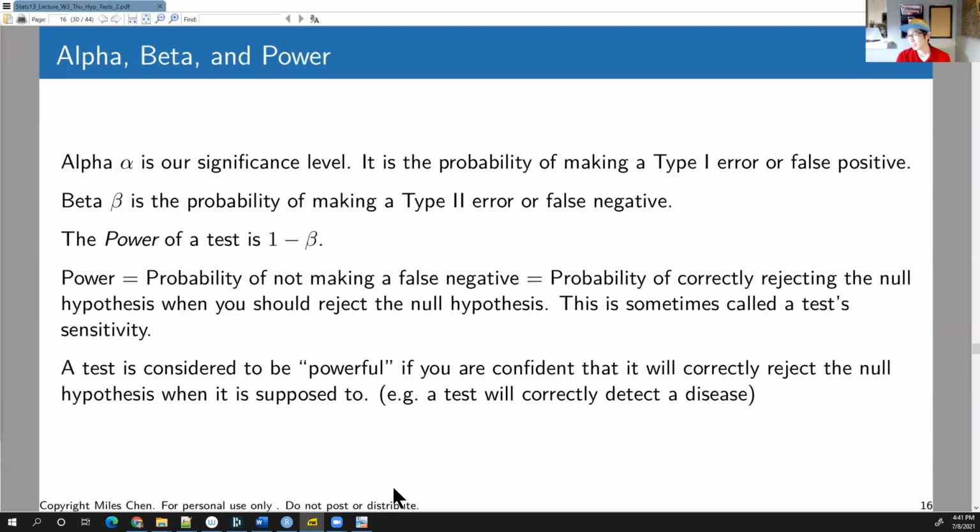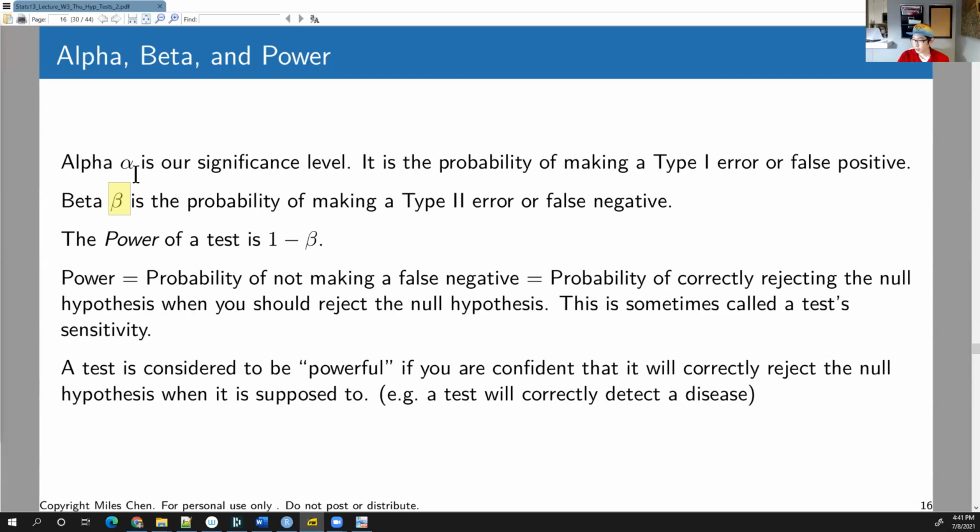As far as these values go, we've got alpha, which we talked about, and that is our significance level. That is the probability of making a type 1 error or a false positive. And then we have another letter. We have beta. This is the Greek letter, the second letter of the Greek alphabet, beta. And that is the probability of making a type 2 error or a false negative.